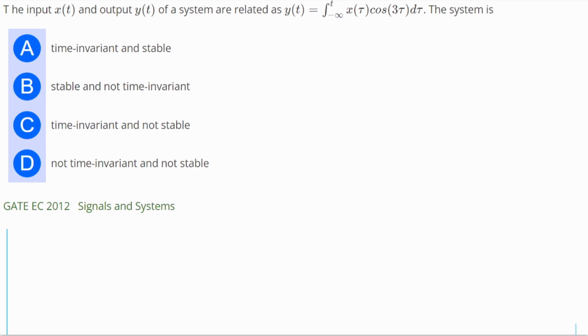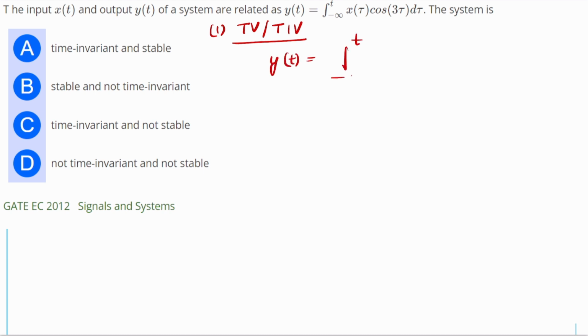So the next question says that the input x(t) and output y(t) of a system are related as y(t) equals the integral from minus infinity to t of x(tau) cos 3 tau d tau. The question is whether the system is time variant or invariant, and stable or unstable. So we have seen the conditions in which we can find out the time variance or invariance or stability or instability of any system. So let's first check for time variance or time invariance of the system.